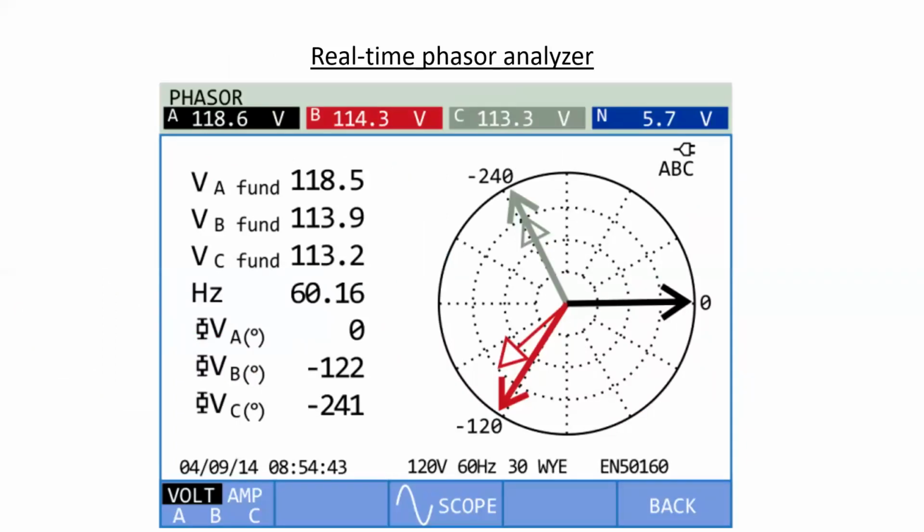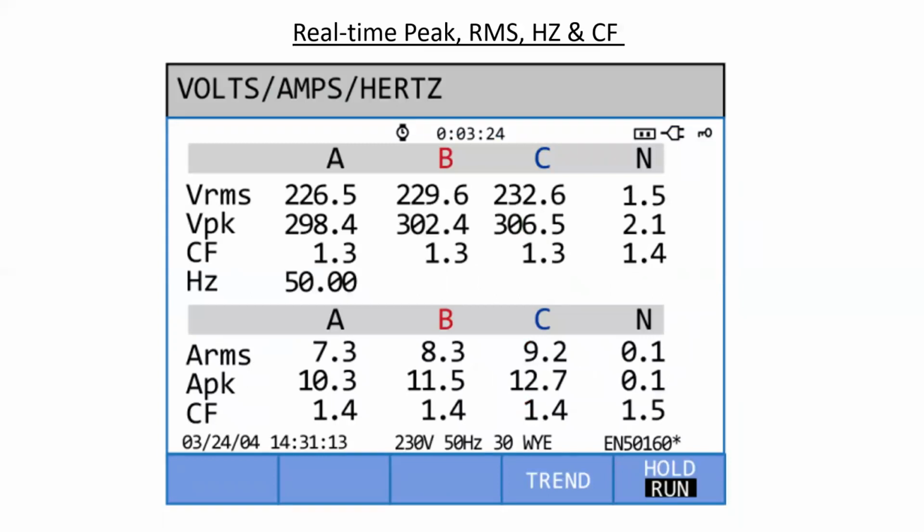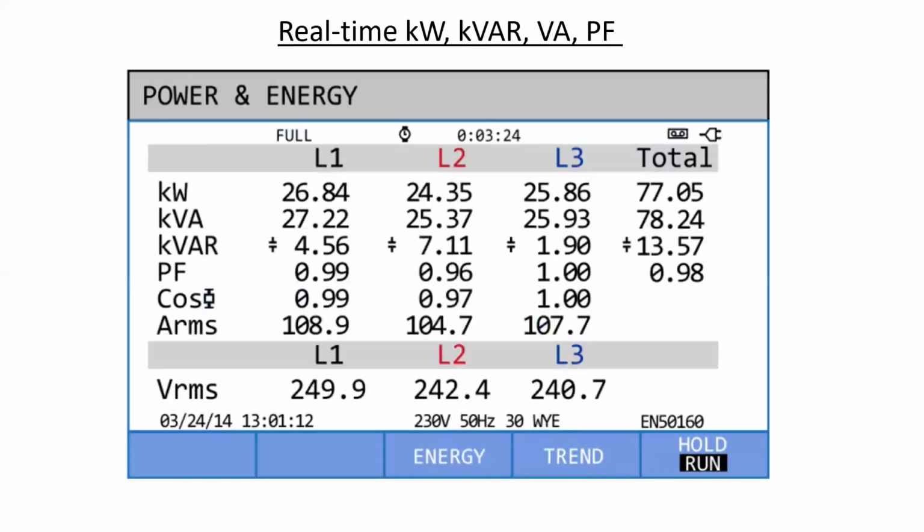So here's one of the real-time phasor analyzer views, which looks very similar to a piece of lab equipment that you may have used while in apprenticeship training. Real-time peak, RMS, hertz, and something called CF, which we'll discuss in a few minutes. Real-time kilowatts, kVARs, VA, and power factor.